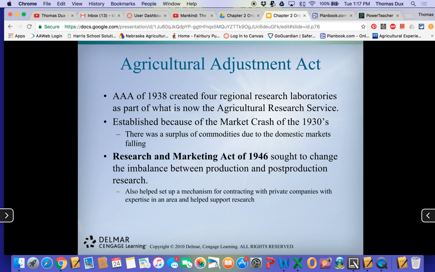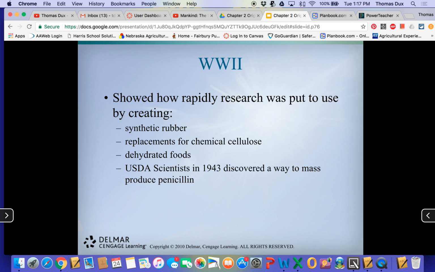And there was another act, the Research and Marketing Act of 1946, which helped change this imbalance between production and post-production research. So again, more research and marketing is added out there to help farmers create a demand for all of these crops. Okay?